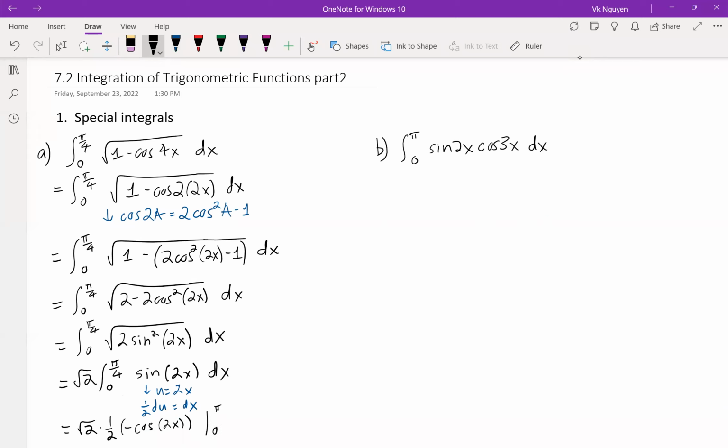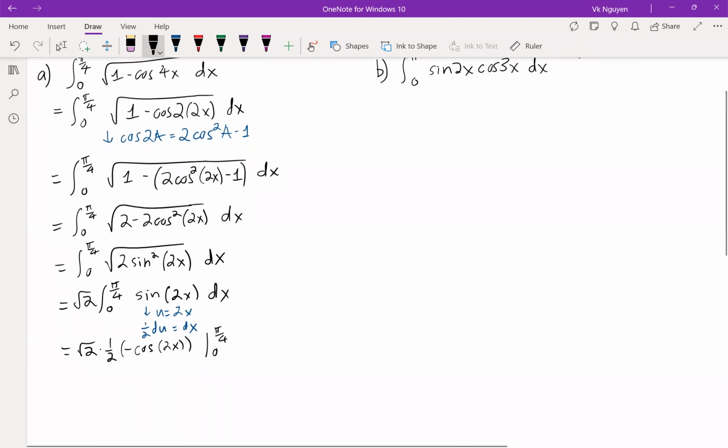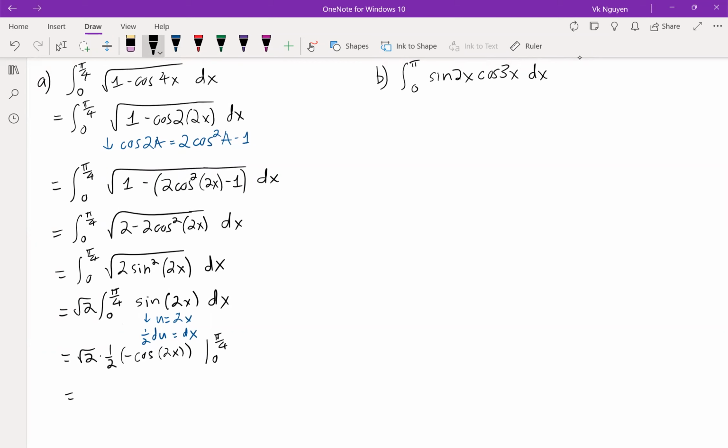Evaluate from 0 to pi/4. I'll do some substitution here. I'm going to pull out the negative one. We have a negative root 2 over 2. And we get cosine of 2 times pi/4, so that would be cosine of pi/2, minus cosine of 2 times 0, which is 0. Right. And this is going to give us the root 2 over 2.